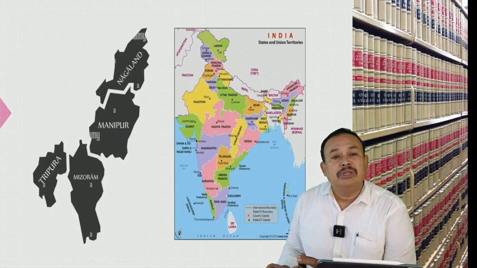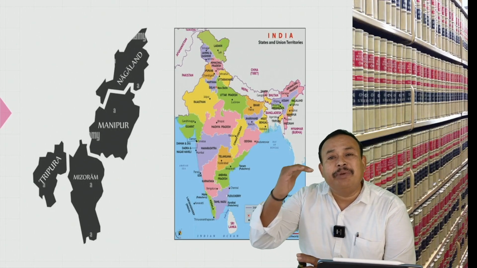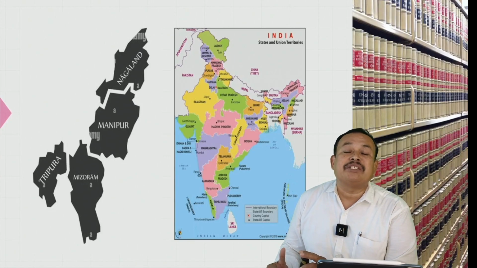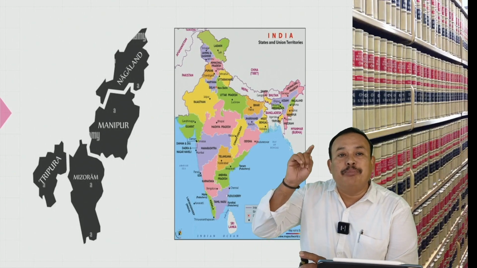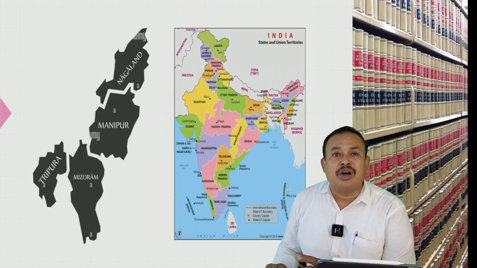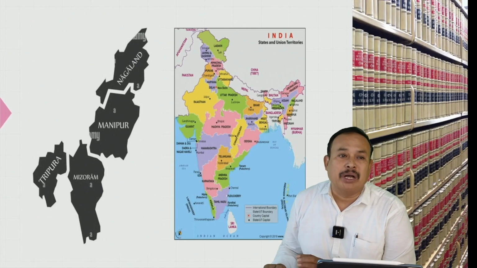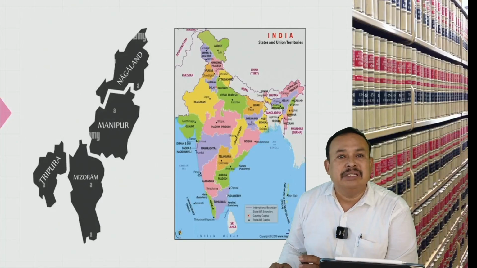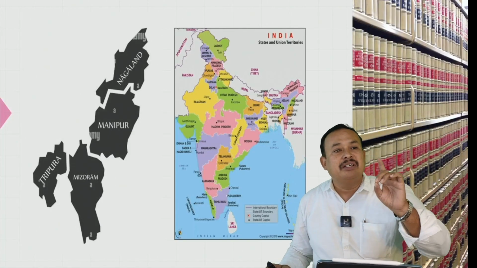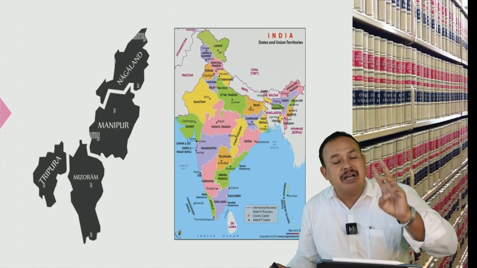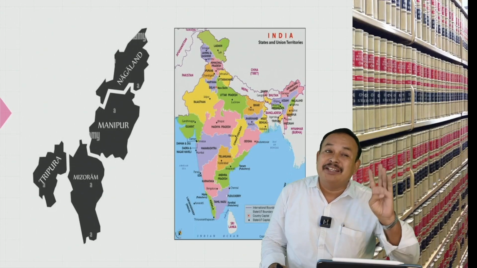Now, what is the threshold limit prescribed under section 22, subsection 1? If you have a place of business located in the state of Manipur, Mizoram, Nagaland and Tripura, I will simplify it with a short form, MMNT. M stands for Manipur, M stands for Mizoram, N stands for Nagaland, T stands for Tripura.